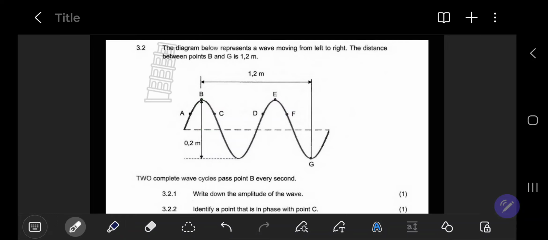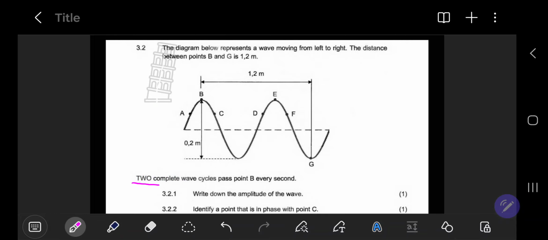So here's the thing, right? We know that we have two waves created here. Let's focus on trying to figure out how long it takes for one wave to occur. Because if we can know the time taken for one wave to occur, then it's quite easy for us to calculate the time for this wave to occur from B all the way to G. So what information do we actually have?